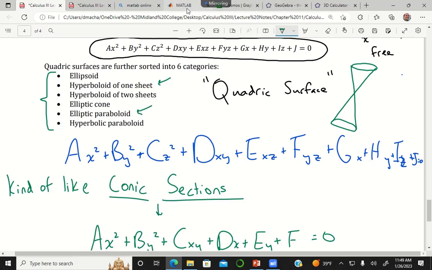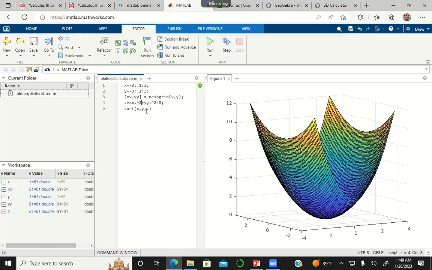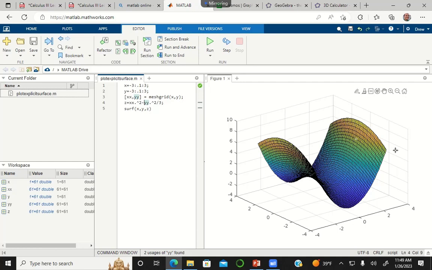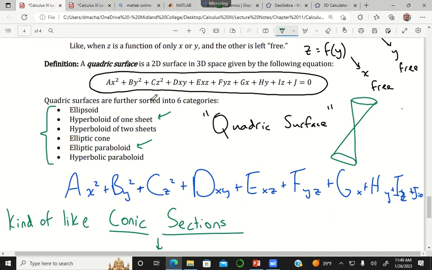Hyperbolic paraboloid I can also make in MATLAB, and we've already done this today. But if I do x squared minus y squared, we call this a hyperbolic paraboloid because from some traces you get a parabola, and from other traces you get a hyperbola. So those are your quadric surfaces. And quadric surfaces are kind of like the three-dimensional analog of conic sections.